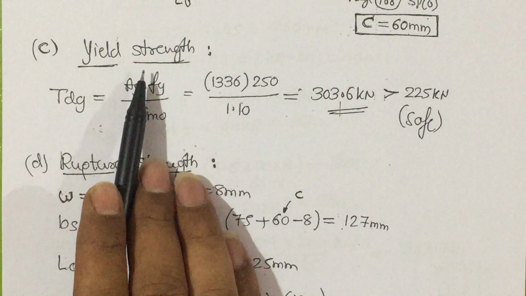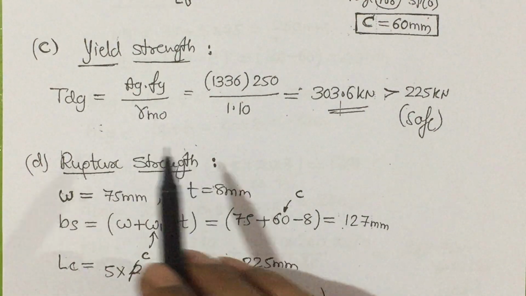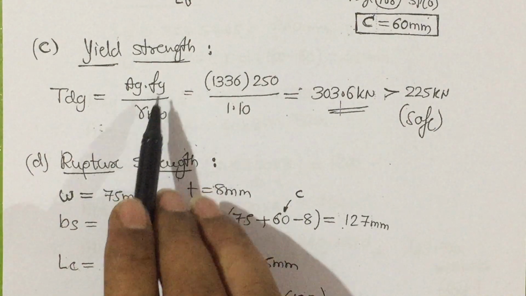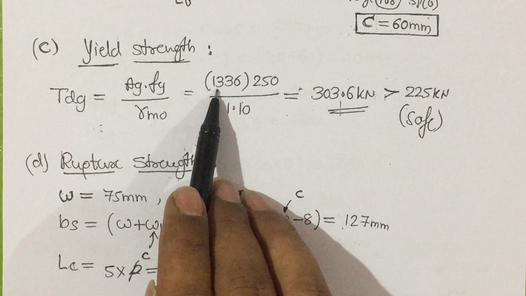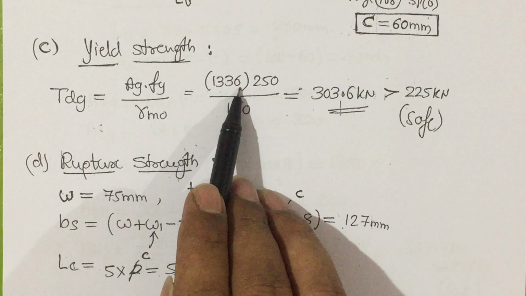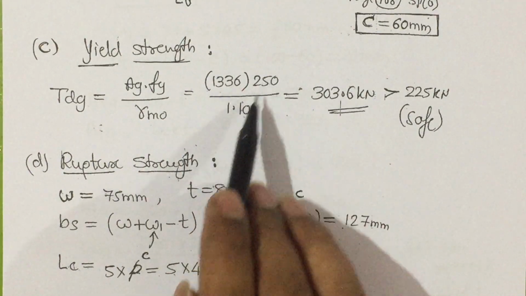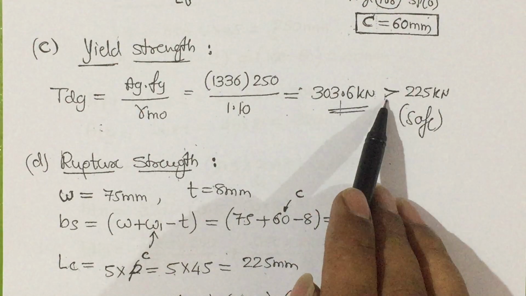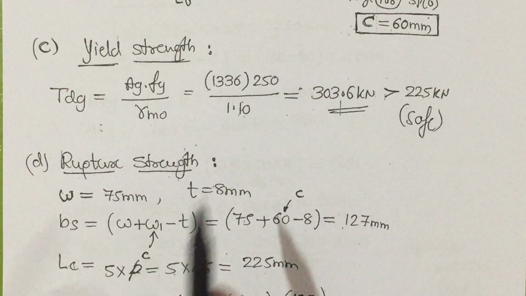Then third step, from the third step onwards we are going to calculate the tensile strength. First, for yield, TDG is given by Ag into Fy divided by gamma m naught. Ag we calculated as 13336 millimeter square, Fy is 250, gamma m naught is 1.1. These two are constant. You are going to get 303.6 kilonewton, which is greater than the factored load 225. Therefore, our design is safe.